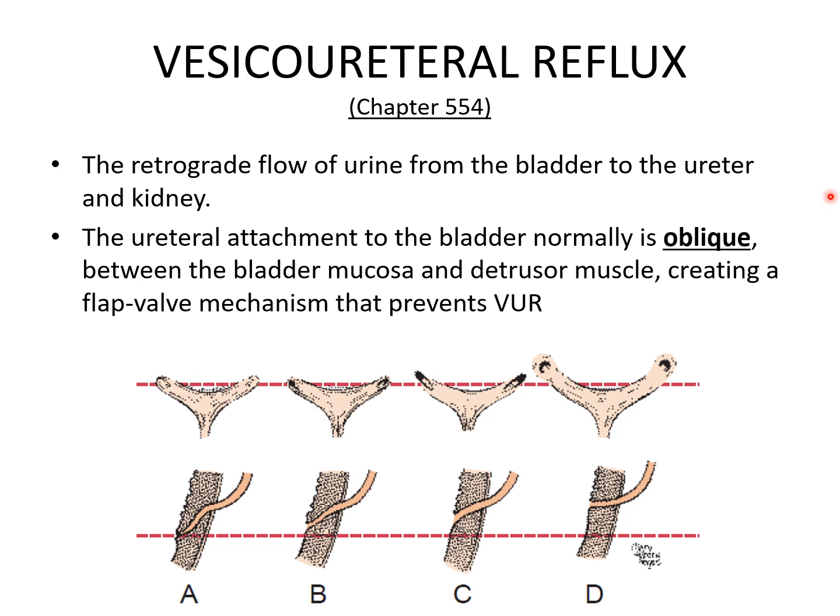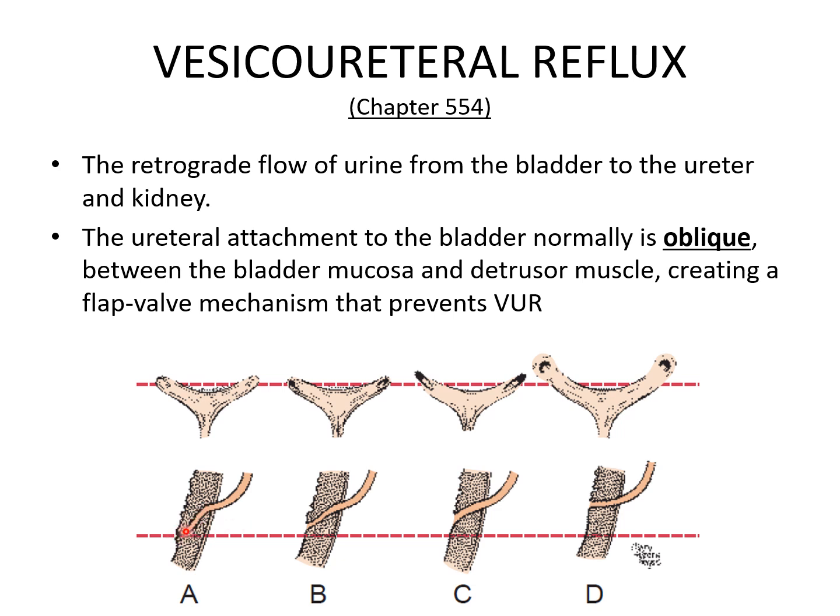Okay, so this is because of the ureteral attachment to the bladder, which is usually oblique, between the bladder mucosa and the trochoid muscle, creating a flap valve mechanism that prevents vesicoureteral reflux. So usually the ureter is like this, okay? The ureter is inserted into the bladder obliquely, meaning it will have a flap.